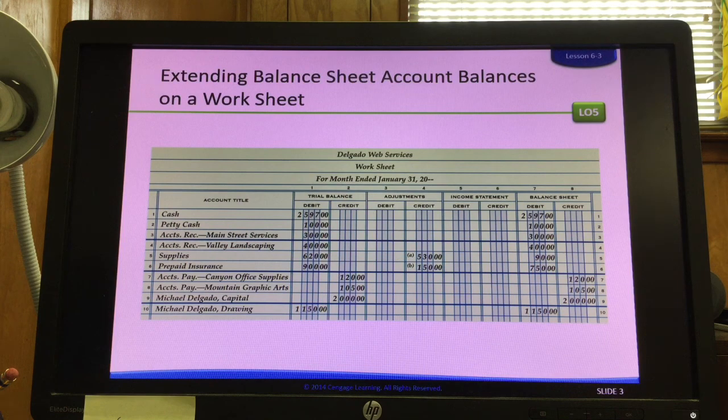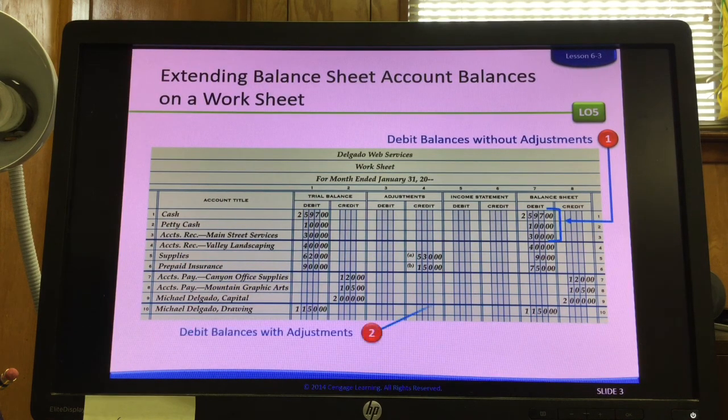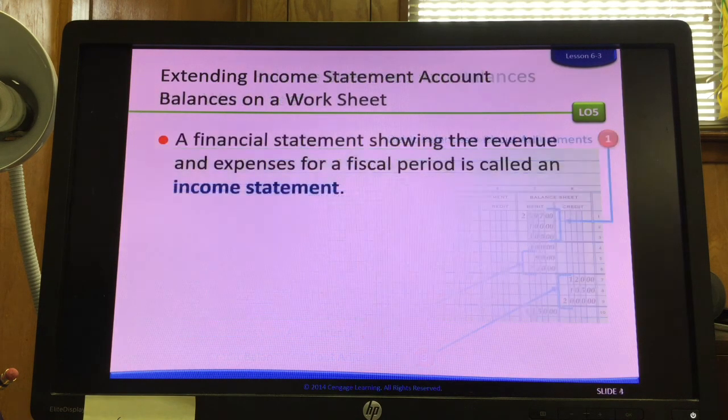And then everything else gets slid over: the accounts payable, the second accounts payable, the capital, and the drawing. And this is going to create our balance sheet. So debit balances without adjustments just get slid over. Debit balances with adjustments, you have to do the math. And then credit balances without adjustments get slid over.